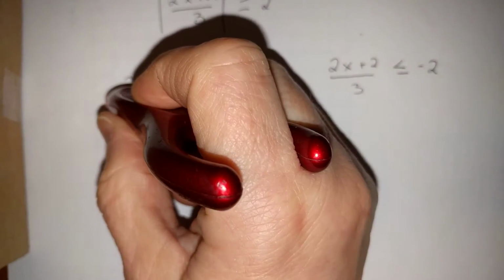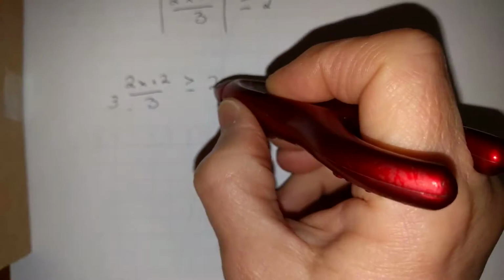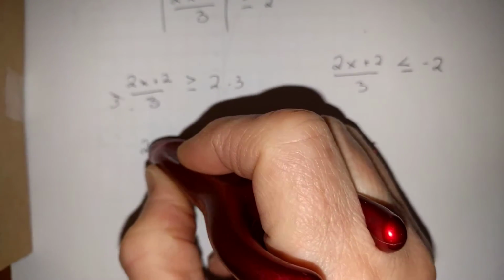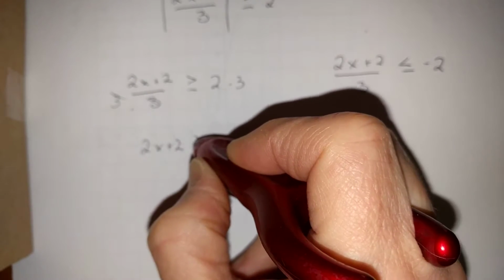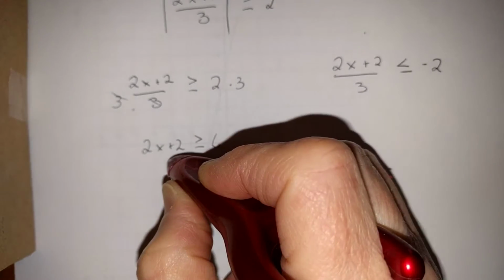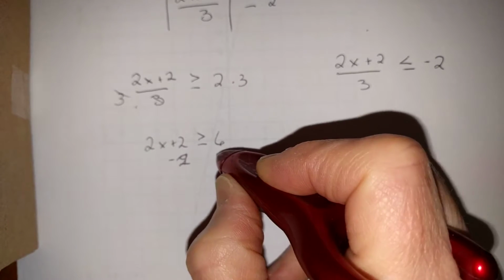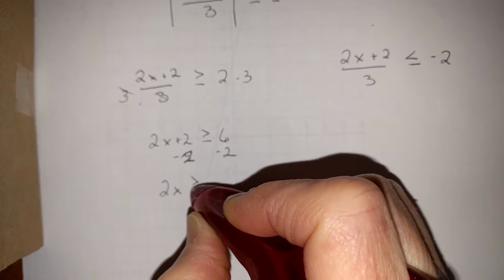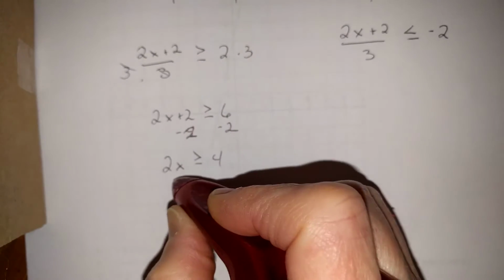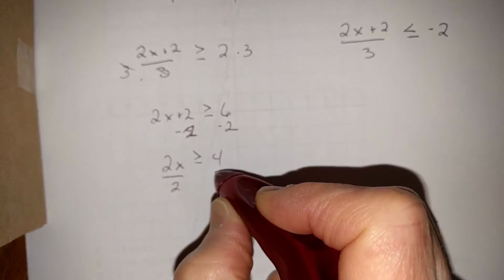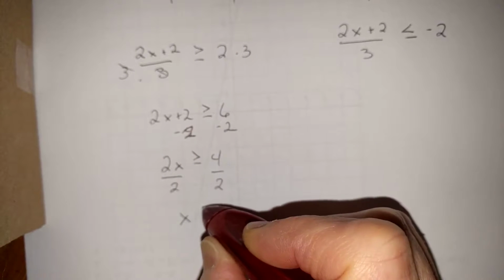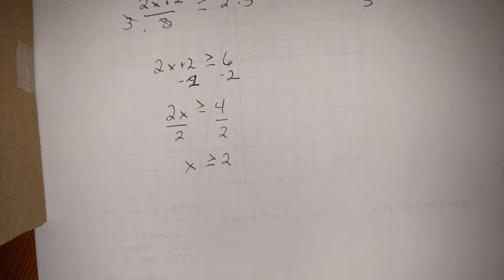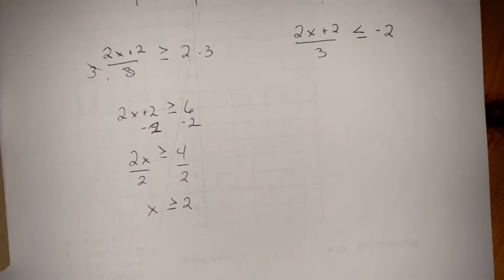Multiply by 3 because I'm isolating my x. 2x plus 2 is greater than or equal to 6. Subtract 2 from both sides. 2x is greater than or equal to 4. Divide both sides by 2. X is greater than or equal to 2. That's one side of the inequality.